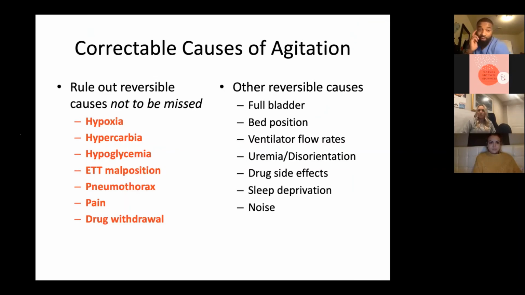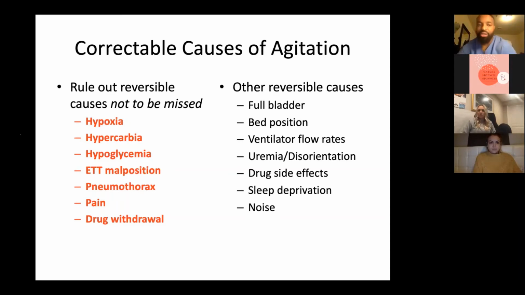So, correctable causes of agitation. You want to rule out reversible causes so that they're not missed. If the patient is agitated, is it because they're not getting good oxygen, hypoxia, or is it because they're retaining CO2, hypercapnia, or is it hypoglycemia, or is it endotracheal tube malpositioning? Is it a pneumothorax? Is it pain? Is it drug withdrawal? And then other reversible causes: full bladder, bed positioning, ventilation flow rates, uremia, disorientation, drug side effects, sleep deprivation, noise.